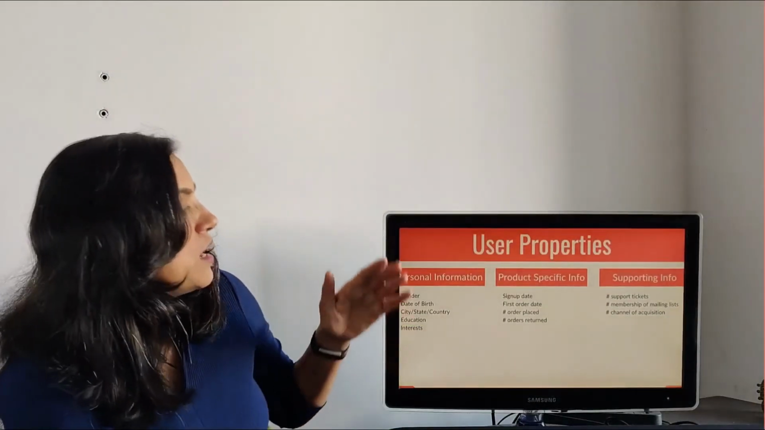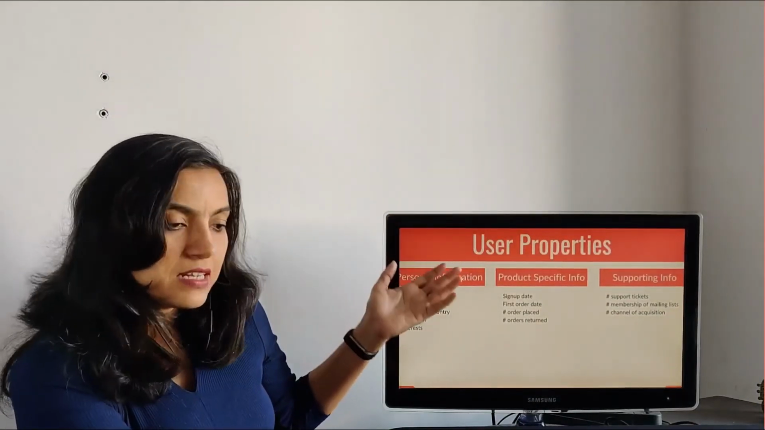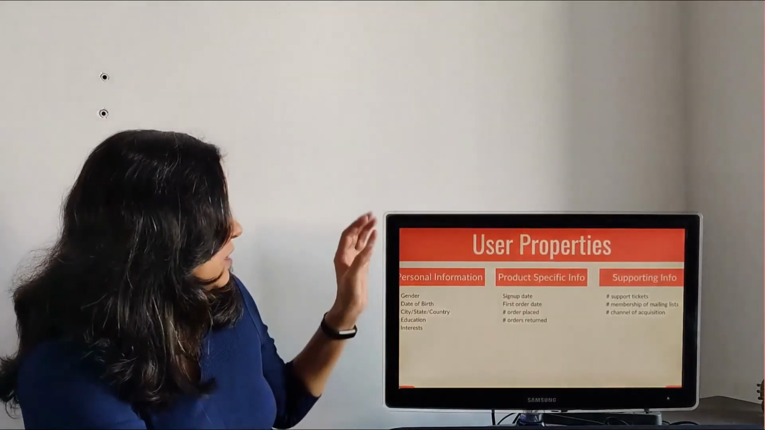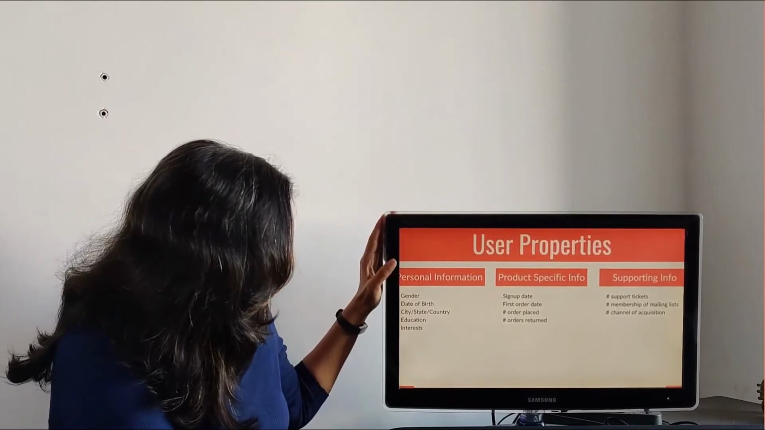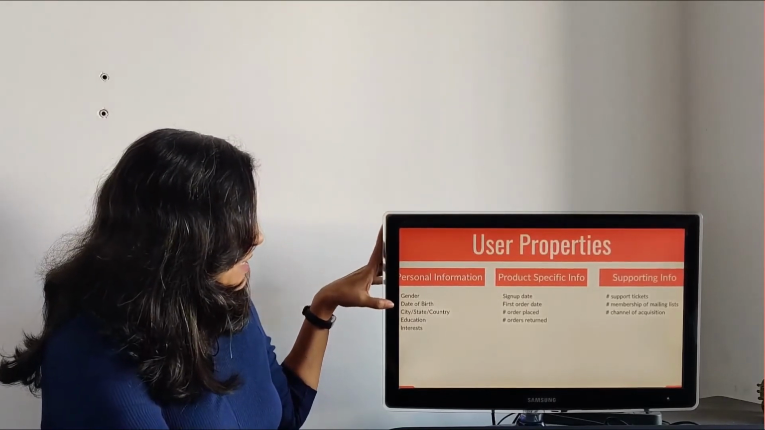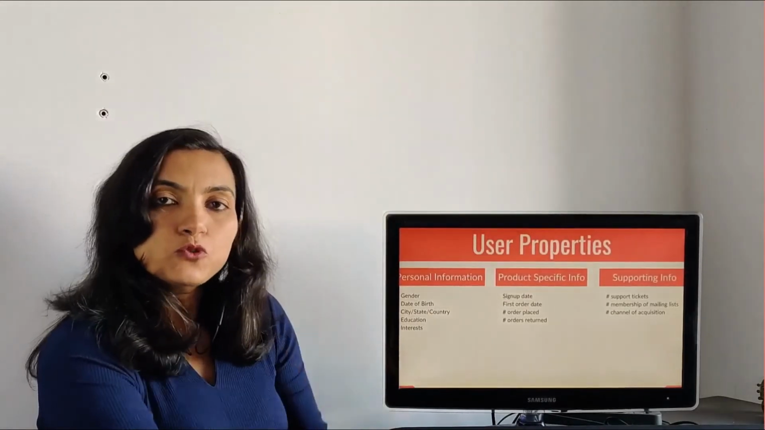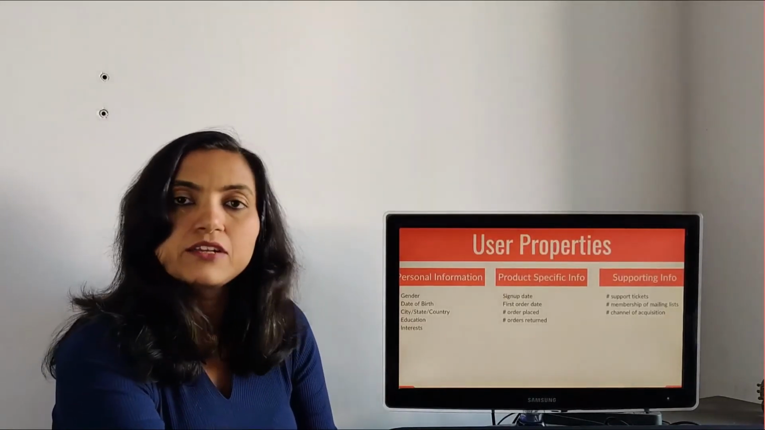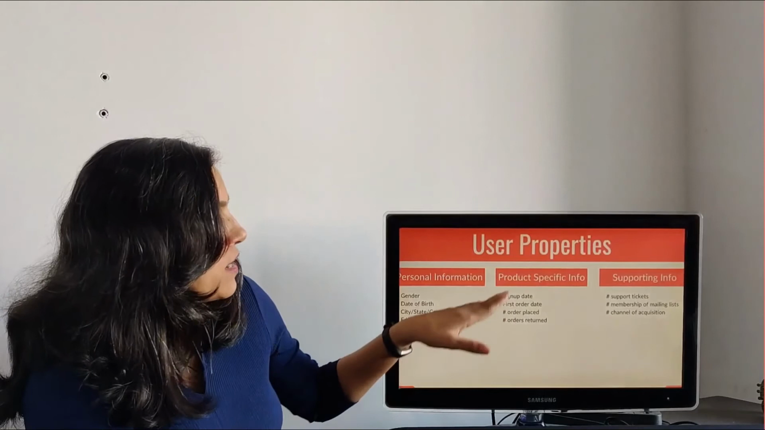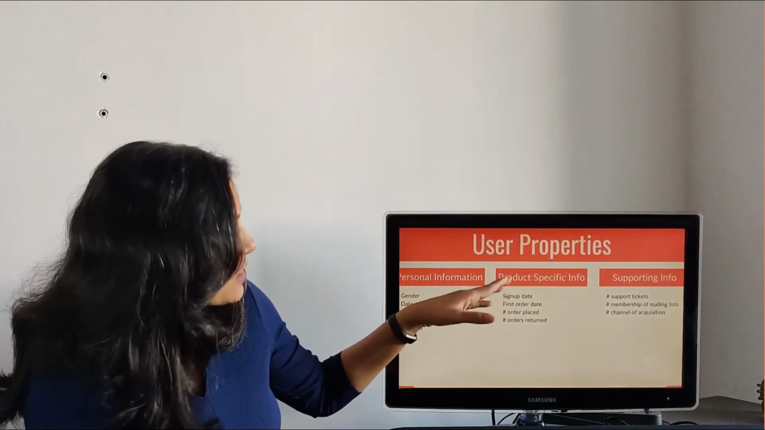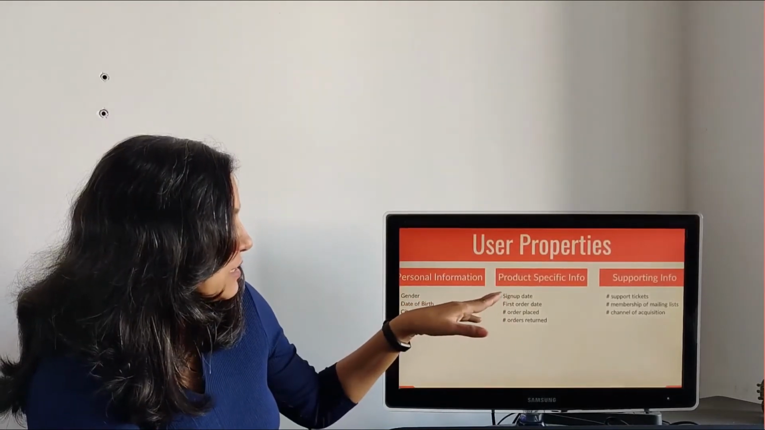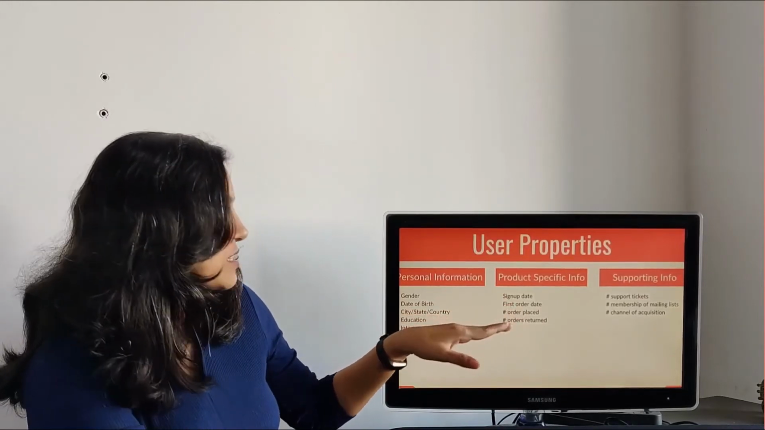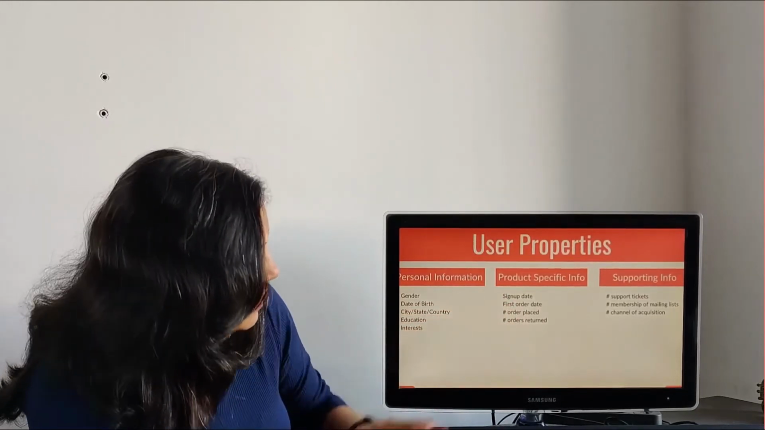So let's see. User properties, as the name suggests, contain information about the user. For example, if your product captures personal information about the user like gender, date of birth, etc., then those could be put as people property or user property in your event analytics platform. It could also be product specific information about the user, like their sign up date on the product, their first order date, total number of orders they have placed, total number of orders they have returned, and so on.